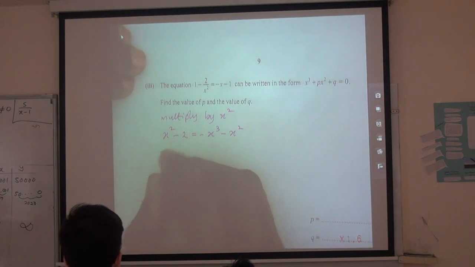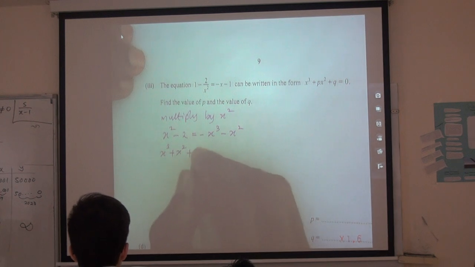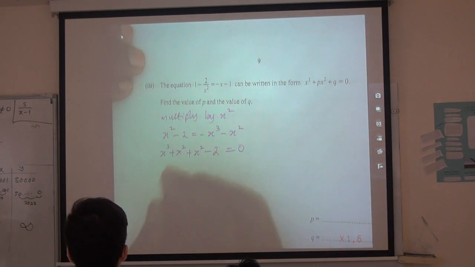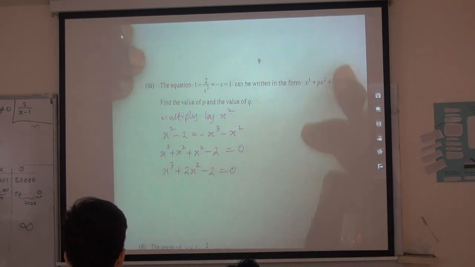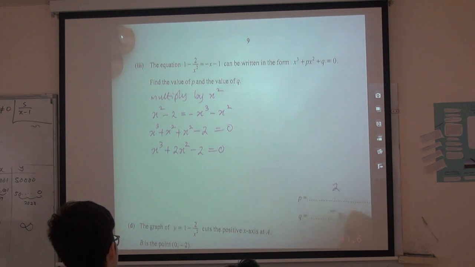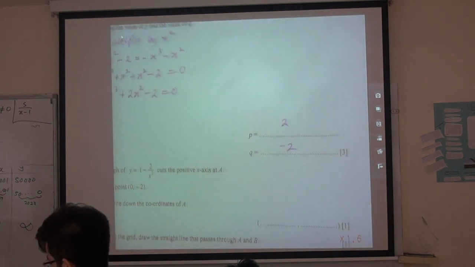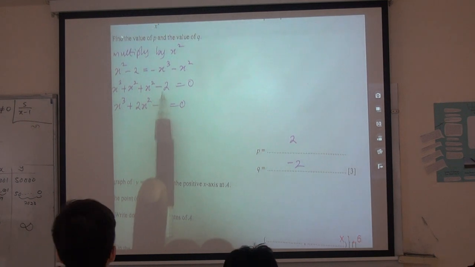So x cubed comes first, now positive when it crosses. Do you understand that? The next thing will be plus x squared, then plus x squared. Do you agree? The minus 2 equals 0. So you get x cubed plus 2x squared minus 2 equals 0. So compare these two. What is p? 2 and minus 2. Simple as that. Being a 3-point question, this will definitely be counted.